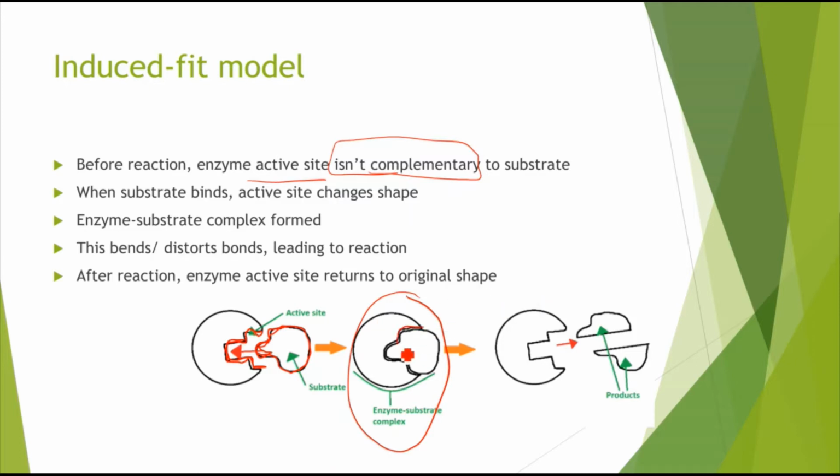So in this, the shape changed when the substrate was bound to the enzyme, but after the reaction finished, the enzyme, as you can see, returned to its original position, and this cycle would just repeat. The enzyme would change shape when a substrate binds to make it complementary, and then it would return to its original shape when the reaction has finished.